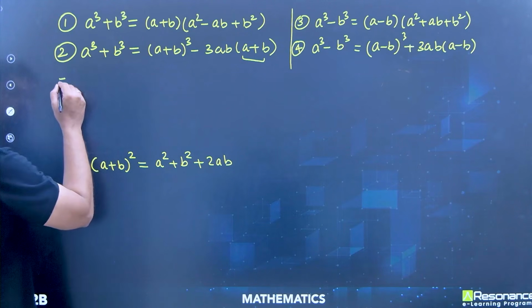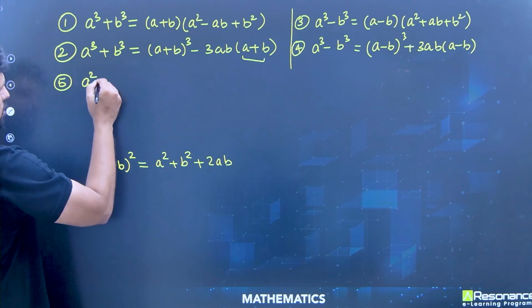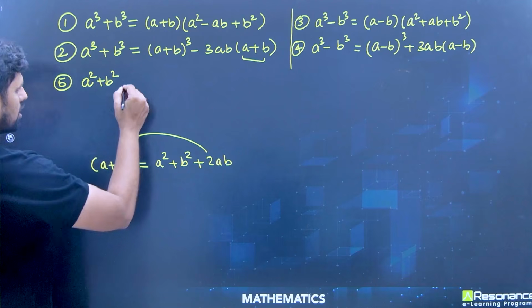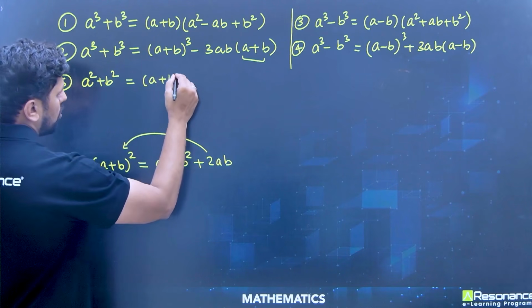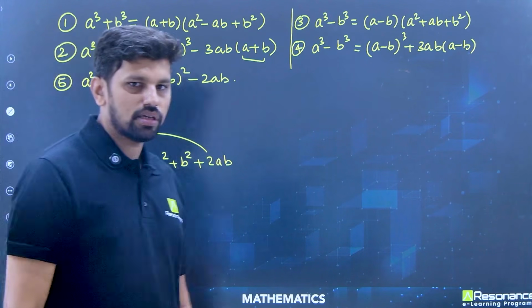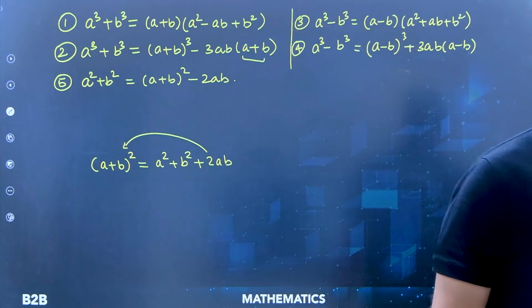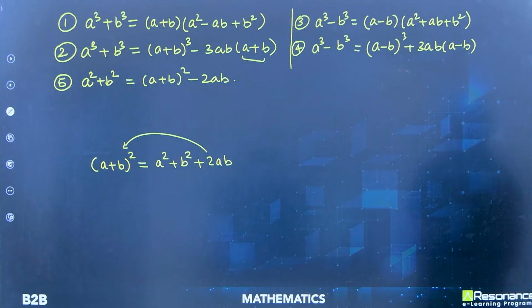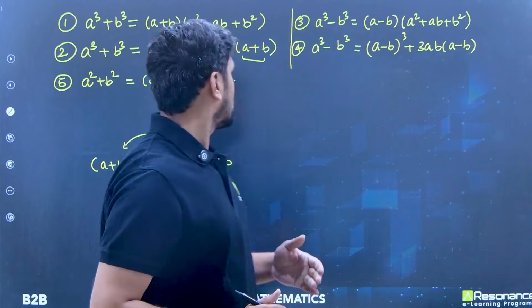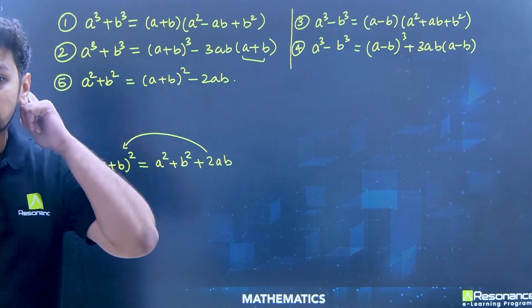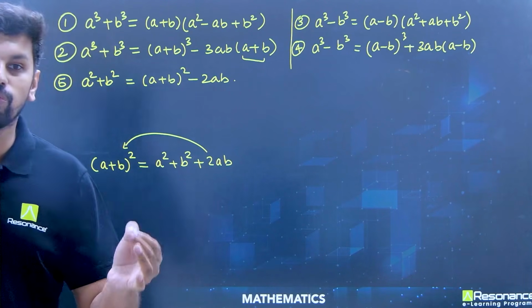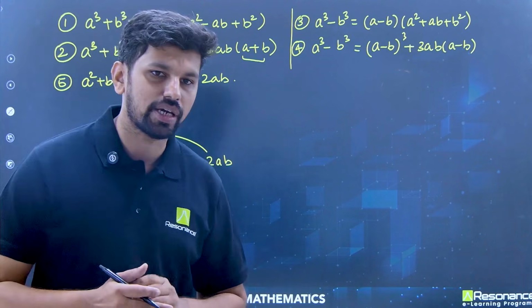So what will be the formula of a square plus b square? I will just transfer this thing here. So it will become a plus b whole square minus 2ab. So a square plus b square equals a plus b whole square minus 2ab. Okay. Now, where will this be used? You have used this in the quadratic chapter also in class 10, like the sum of squares of roots, alpha square plus beta square.